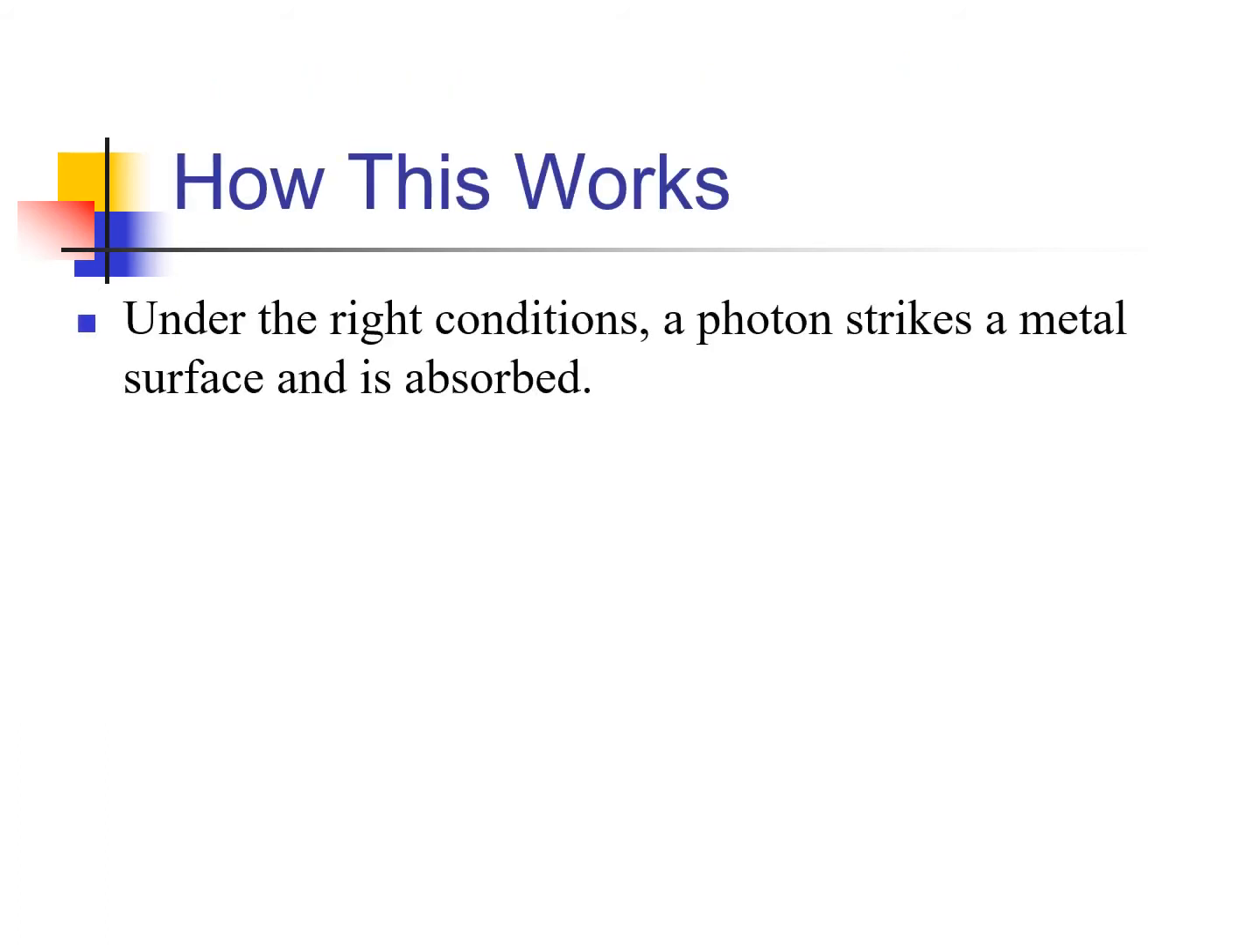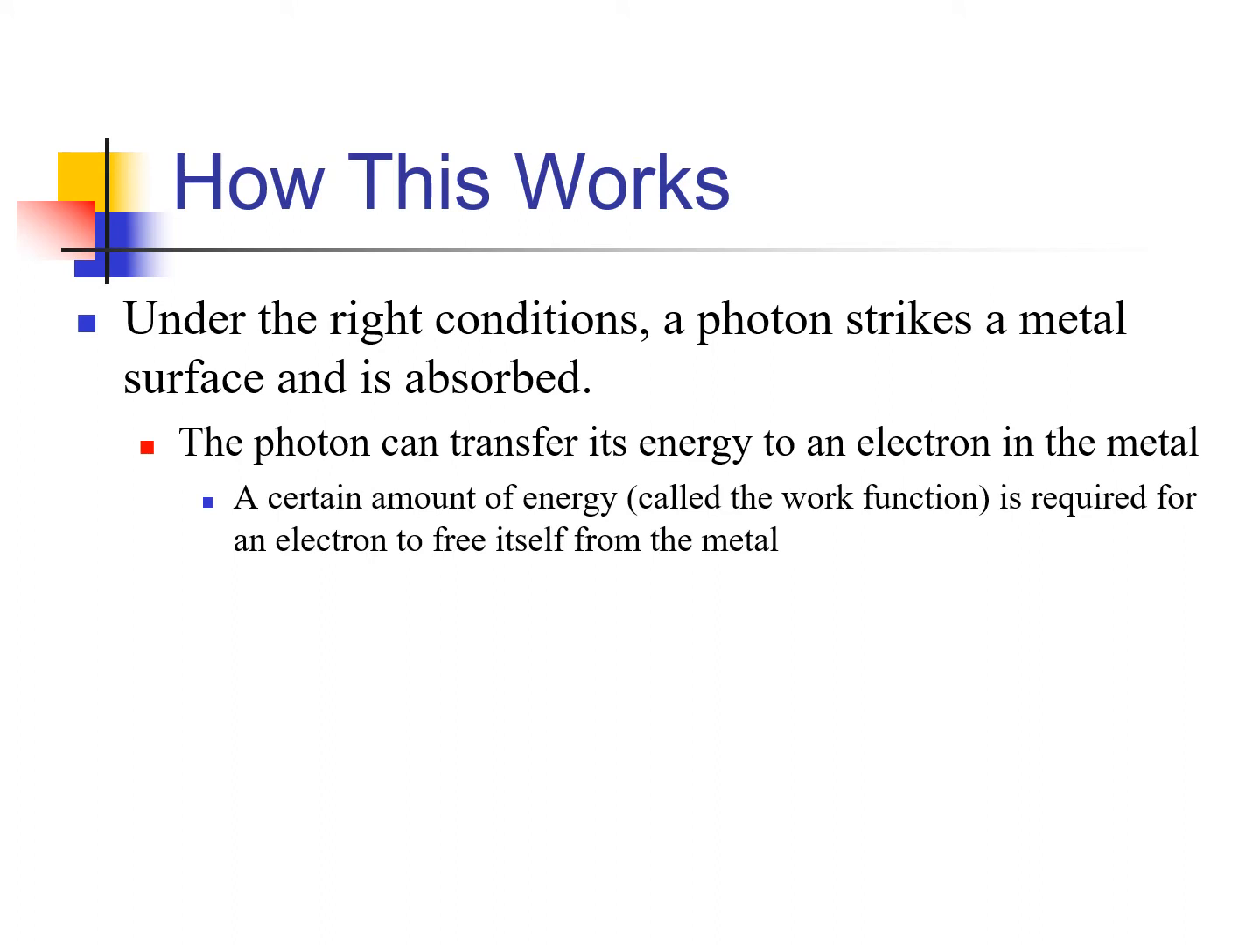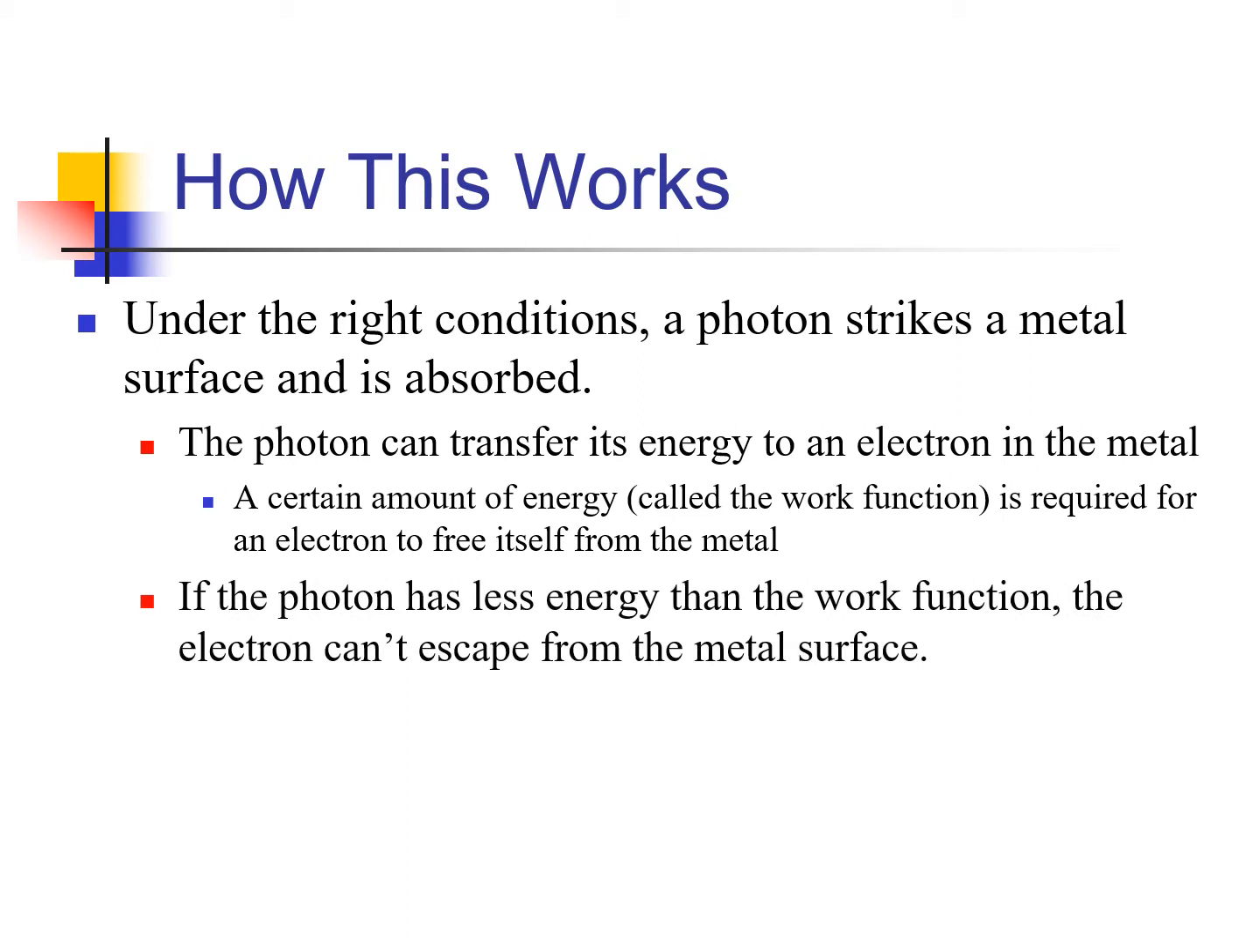Now, how this works, under the right conditions, a photon strikes a metal surface and is absorbed. Light shines on the metal, the metal absorbs the light. The energy from that photon is transferred to the electron in the metal. Now, there's a certain amount of energy needed. We call this the work function. And that's the energy required for an electron to free itself from the metal, free itself from the bonds holding it back. If the photon has less energy than that work function, less energy than that minimum amount, the electron can't escape and no electrons fly off.